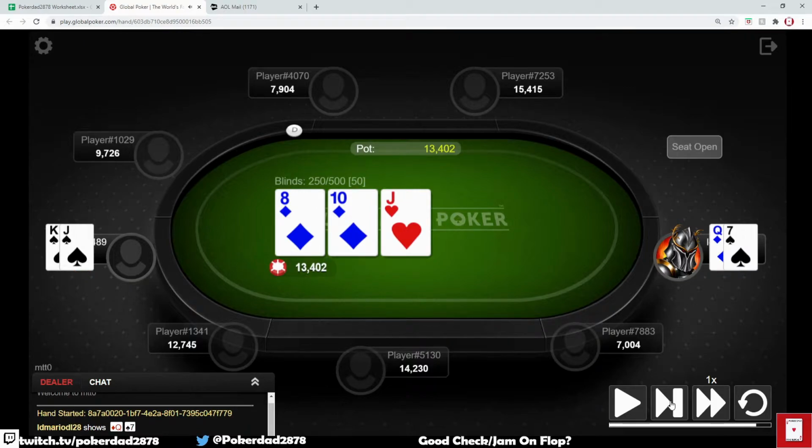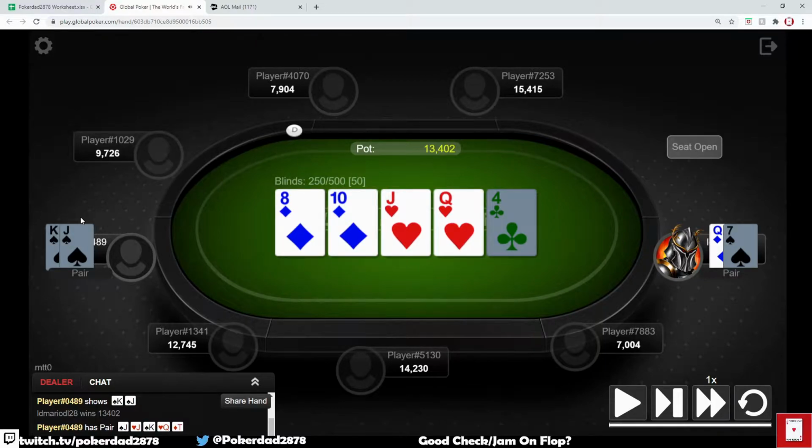Our opponent calls with King Jack suited, which, not much we can do about that. We end up taking it down, of course, but that's not the point. The point is, was this a good jam here? I feel like if we're ever going to have a bluff that we're going to jam, this could be a good hand to bluff with as a jam.